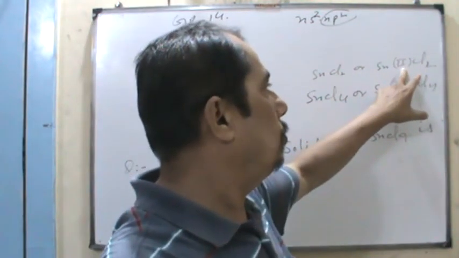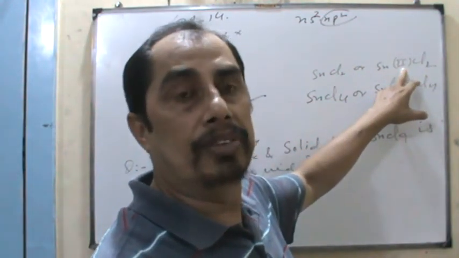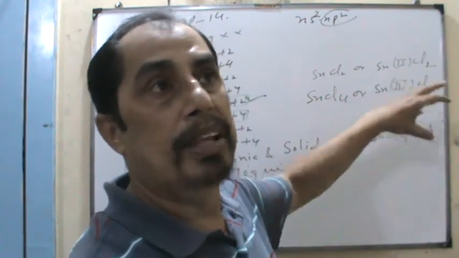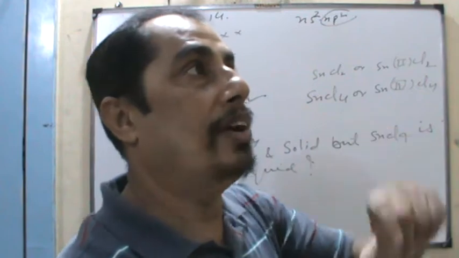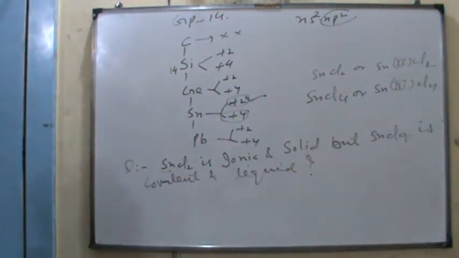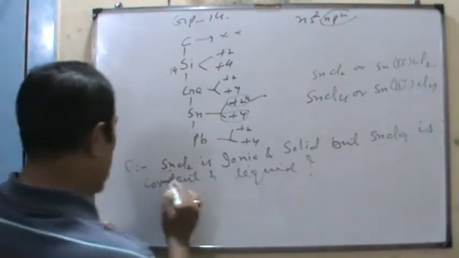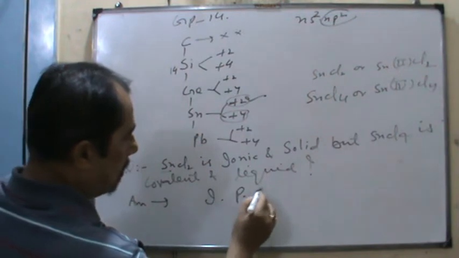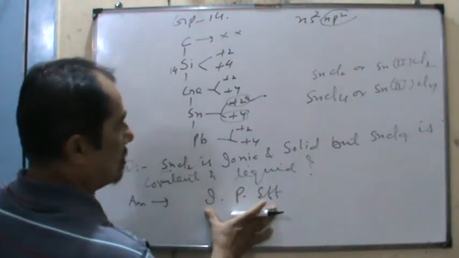Therefore, SnCl2 is obviously ionic. Because of the conditions for an ionic compound, which you will study in chemical bonding, it should have low ionization energy. That is why it is the condition for the ionic compound. It is all due to what effect? Inert pair. It is the sufficient answer.